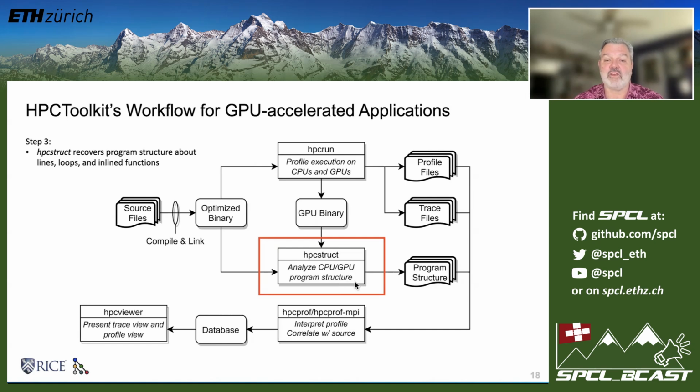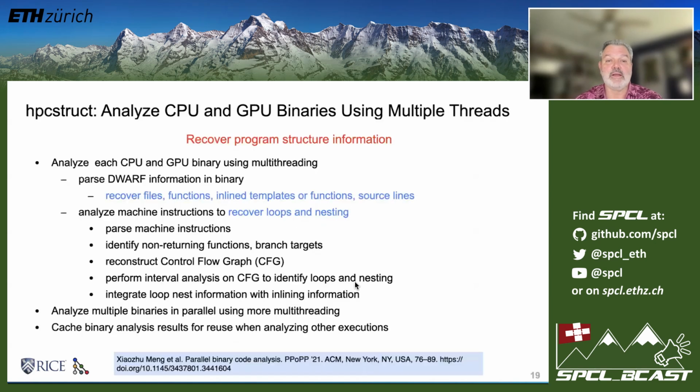It analyzes CPU and GPU binaries to recover program structure. What I mean by this is we've built multi-threaded code that will analyze CPU and GPU binaries. We're parsing the DWARF information that was recorded by the compiler to recover information about files and functions, inline templates, inline functions, and source lines. That's all typical of what tools do.